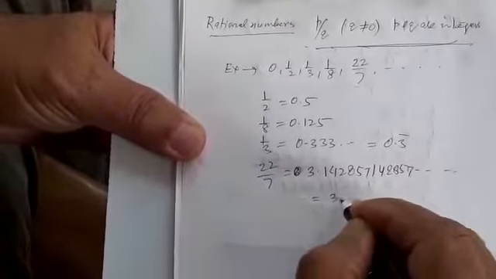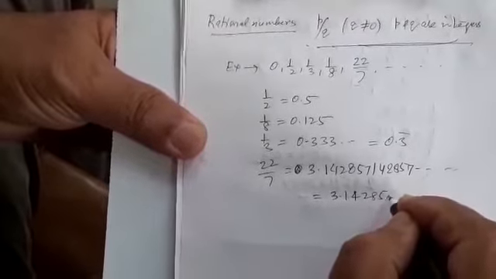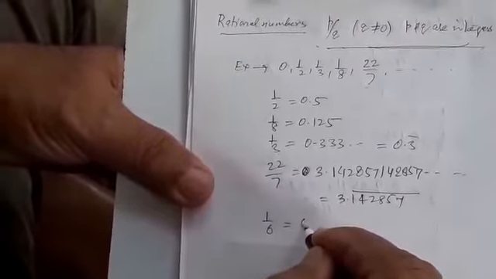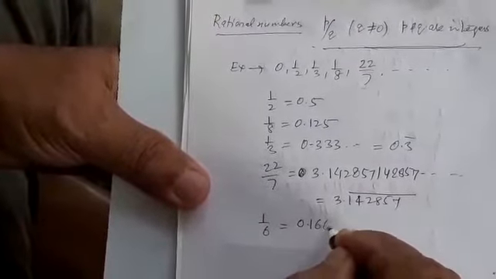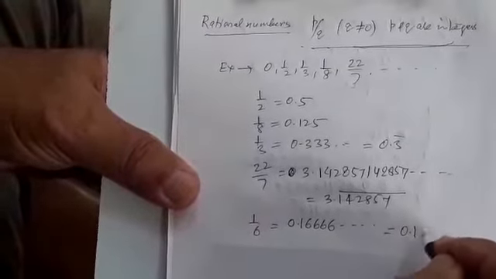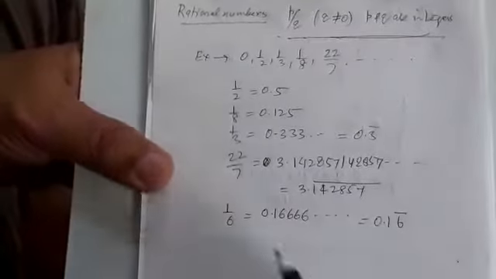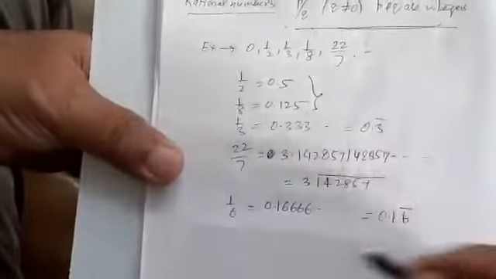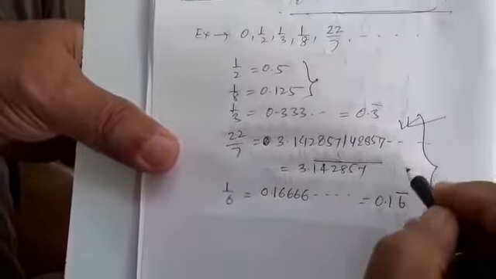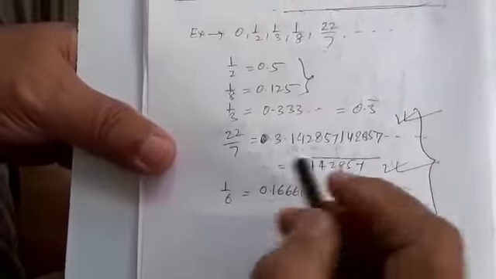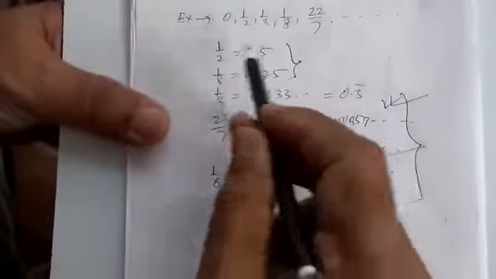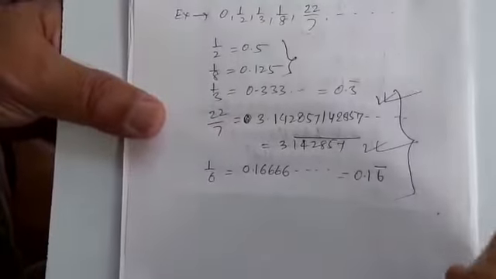So we can write this as 3.142857. Here a group of digits is repeated. 1 by 6 you can take as an example. This is 0.1666, thus we are getting it is 0.16 recurring on 6. So we are getting two types of numbers. Either they are terminating or they are repeating. Here a single digit is repeated. Here a group of digits is repeated. So we can say that rational numbers are those numbers whose decimal expressions are either terminating decimal or repeating decimal.